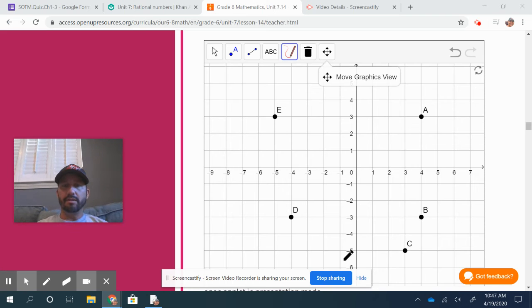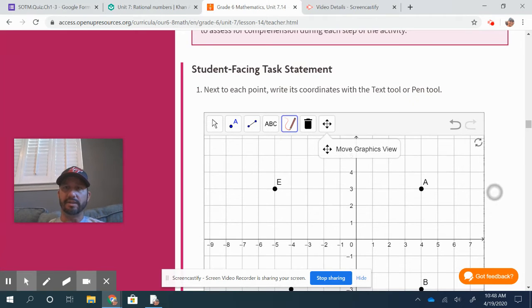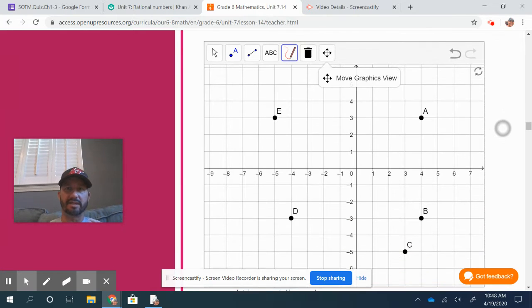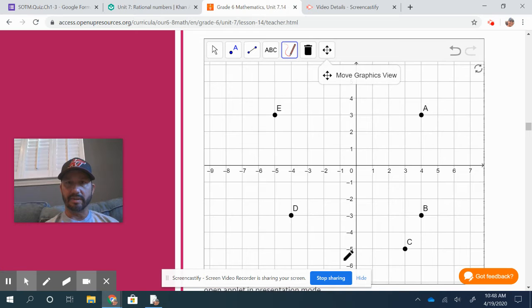Okay, sixth grade, Unit 7, Lesson 14. This one is fairly simple for the most part. I know part of this is going to be a fifth grade standard. First thing they're asking is to write the coordinates with the text tool or pen tool. Anyway, you're writing the coordinates down. So I'm going to use this.